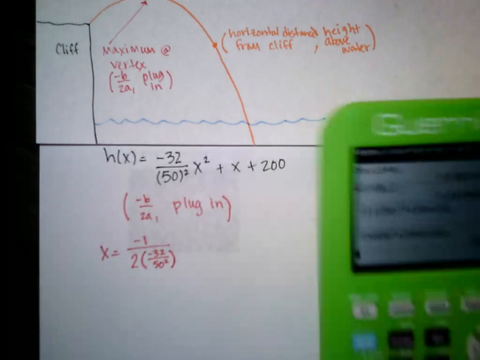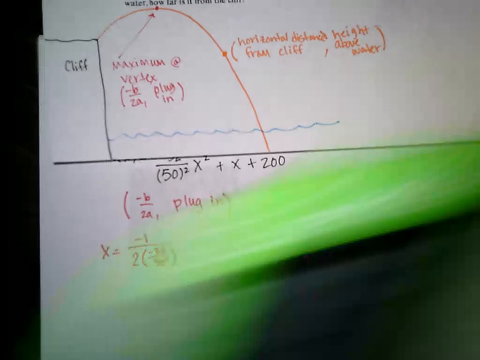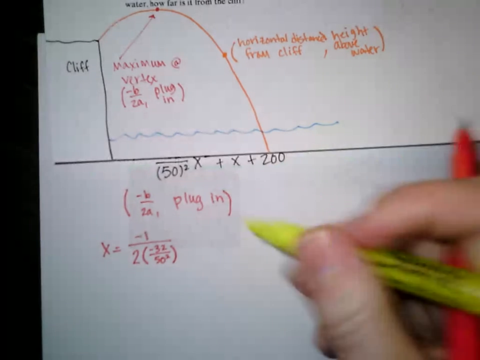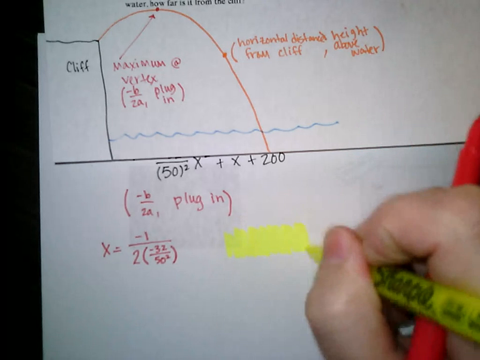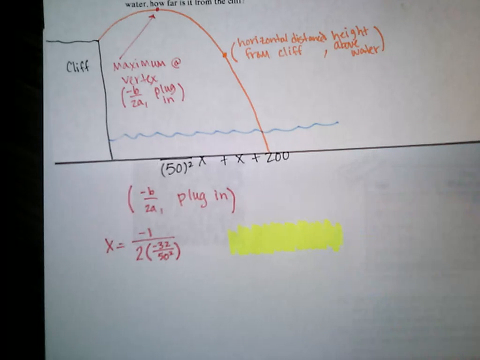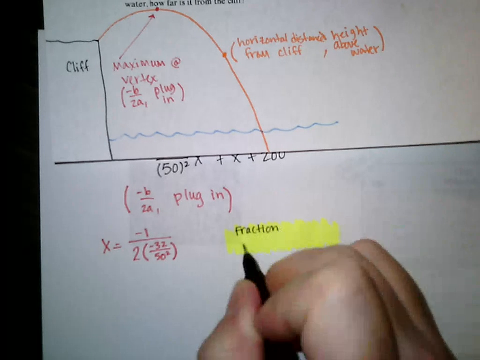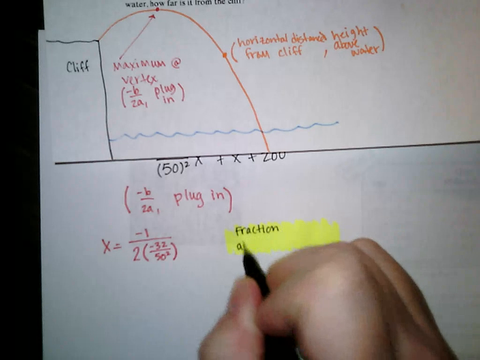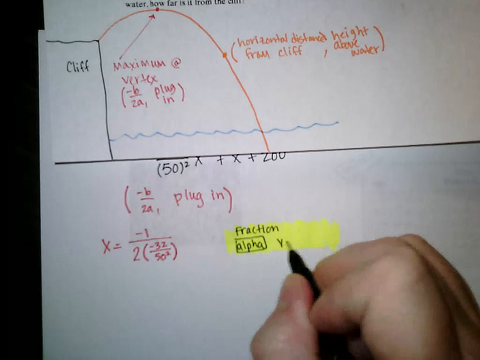So we're going to let our calculator figure that out. If you don't remember or never knew how to get a fraction on your graphing calculator, you're going to push very specific buttons. A fraction on the graphing calculator is going to be the alpha button. It's green on mine, alpha. And then the y equals button.